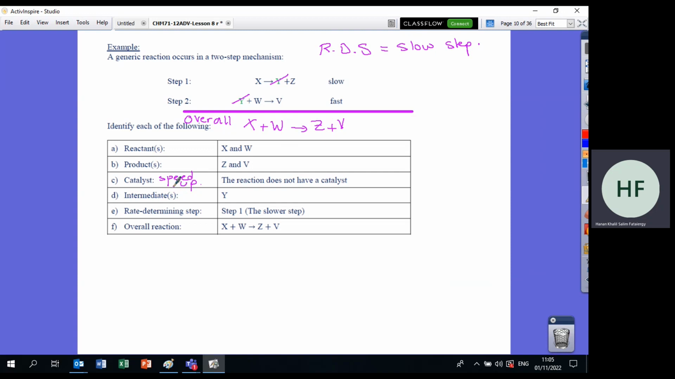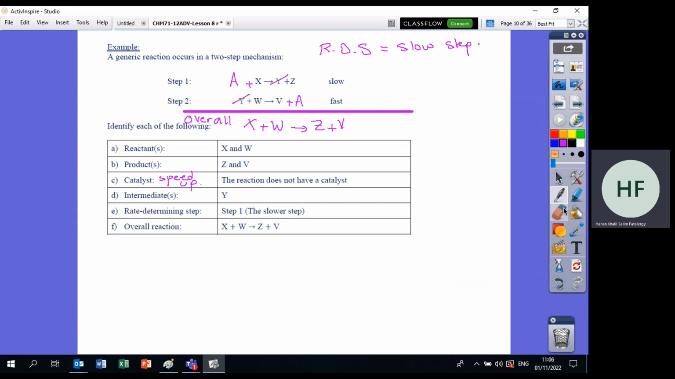Like the enzyme, I add it in the beginning of the reaction and then it should be there in the end of the reaction. If there is something that is found in the reactants in step 1 and a product in the last step, this is a catalyst. The catalyst must be at the beginning and at the end. Anything in the middle is called an intermediate.